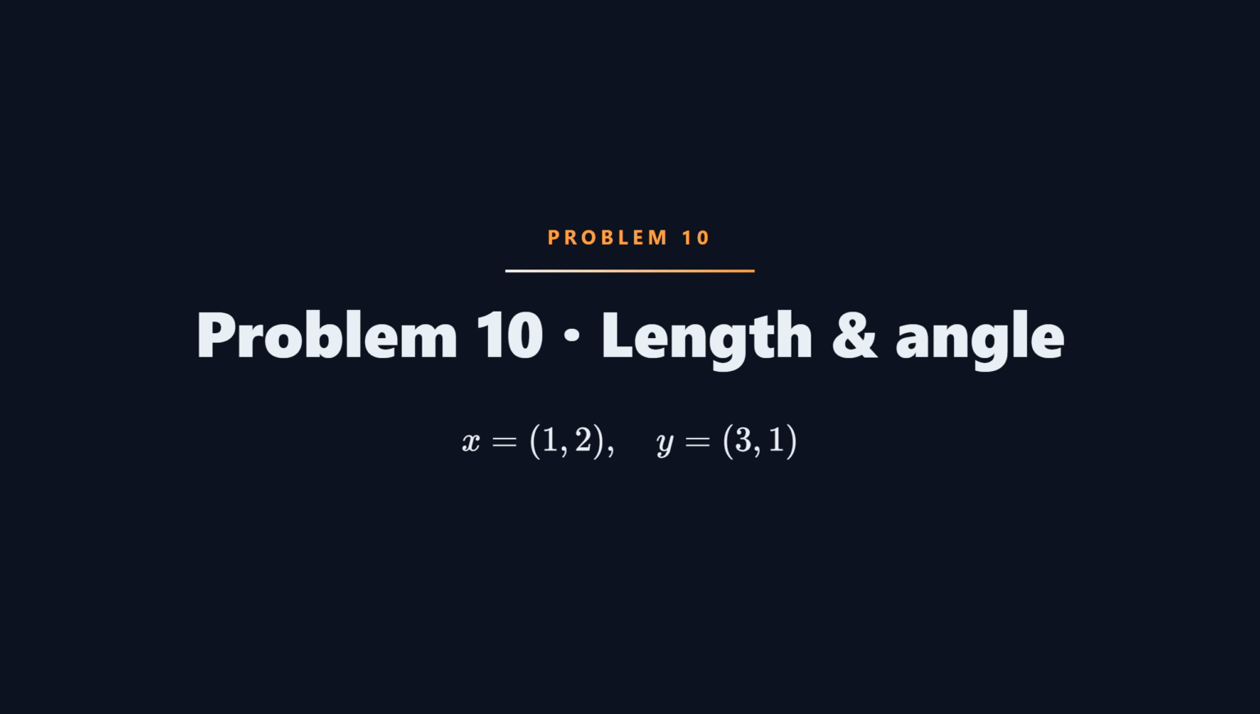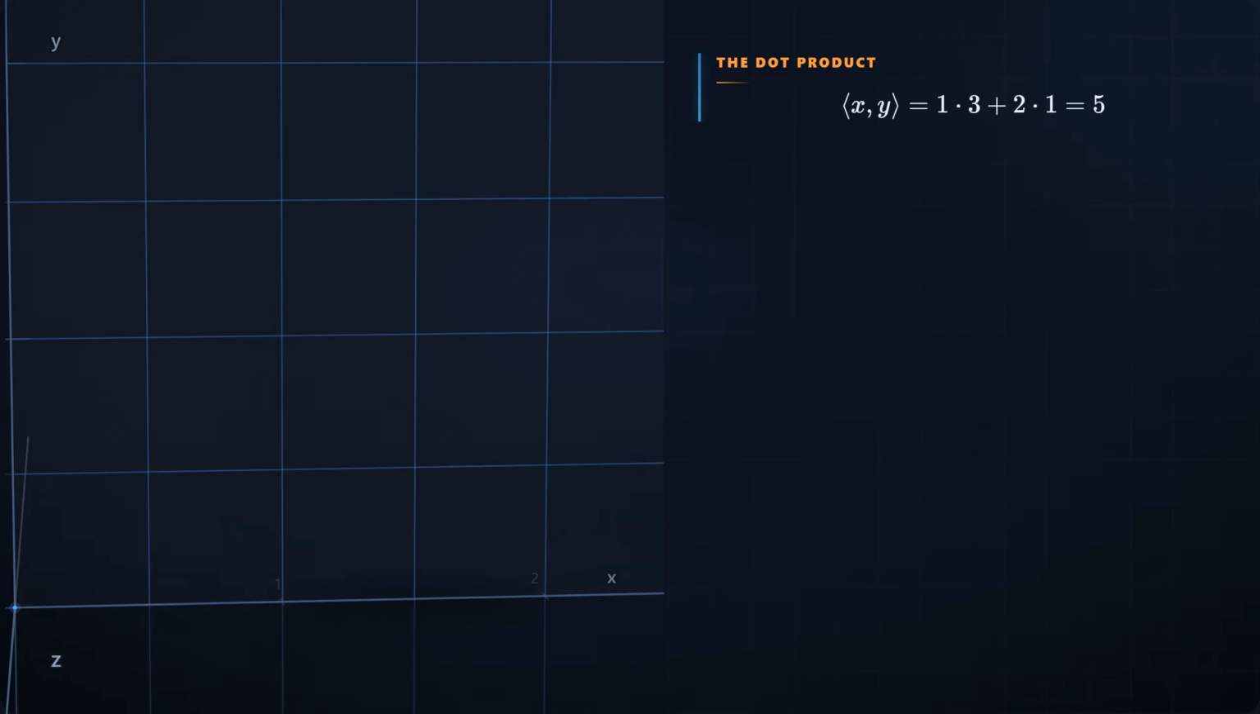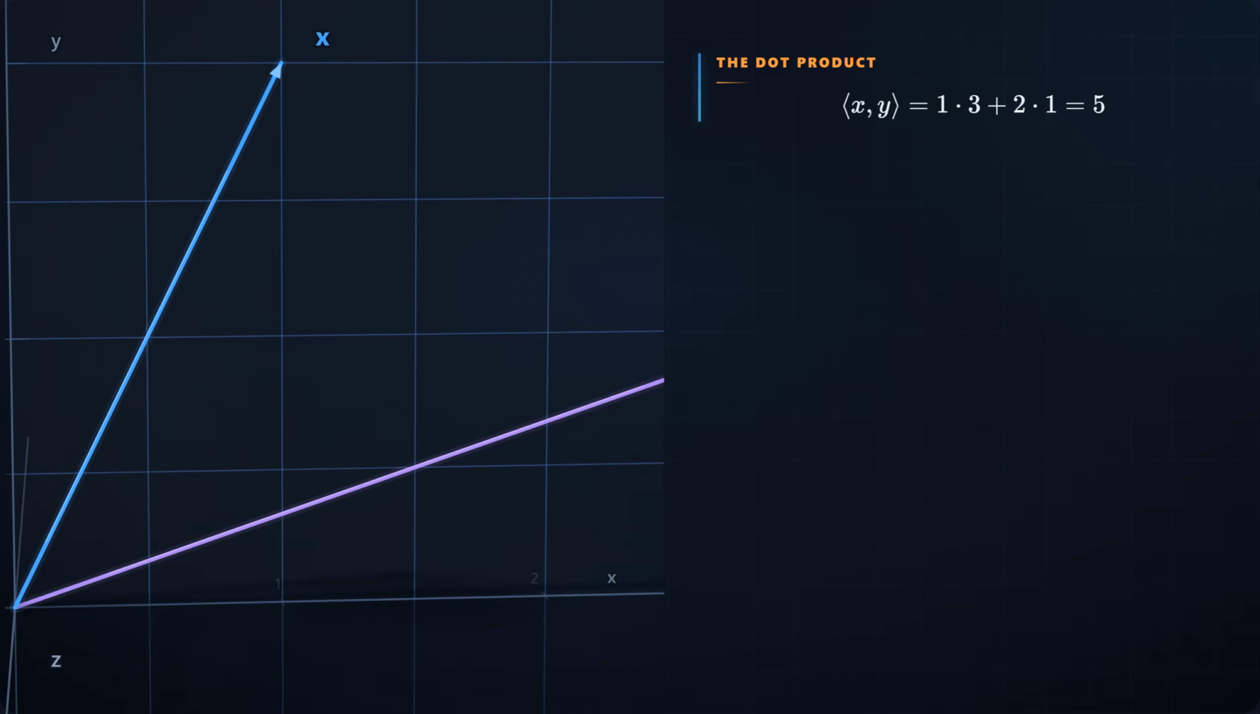Problem 10. Back to the ordinary dot product. Two vectors. Find both lengths and the angle between them. Pause and try. Start with the one number everything hangs on, the dot product. 1 times 3 plus 2 times 1, 5.